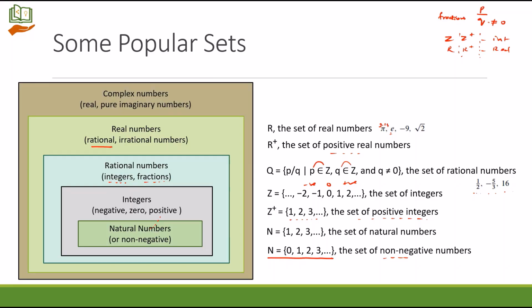Next we will see about complex numbers. They include the real numbers, and along with that pure imaginary numbers are also included. It is represented by C, the set of complex numbers. And here's the example. So we have the imaginary part in complex numbers. Usually the imaginary part will be represented using i. So overall you should have an idea about all these popular sets.